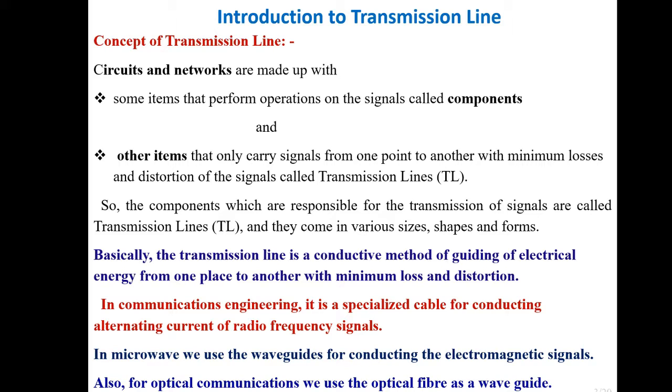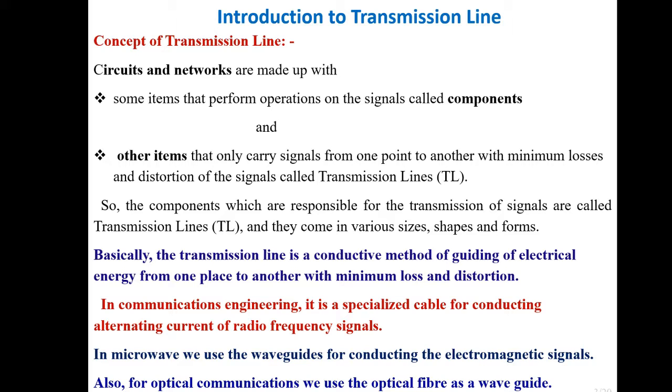In communication engineering, we find that it is a specialized cable for conducting alternating current of radio frequency signals. In microwave communications, we use waveguides for conducting electromagnetic signals. Also, in optical communications, we use the optical fiber as a waveguide. So, in general, the conductors and the waveguides responsible for transmission of power or energy from one place to another are commonly known as transmission lines.